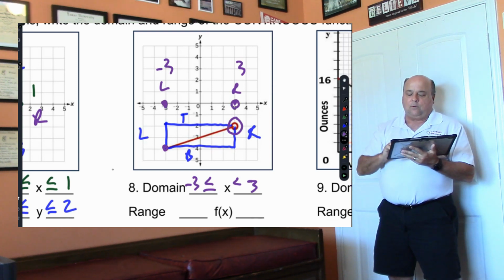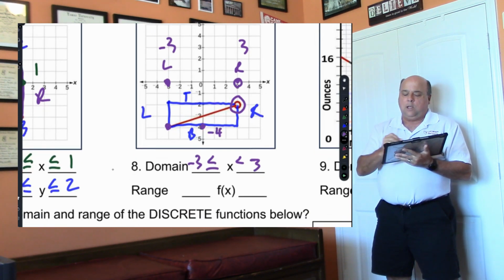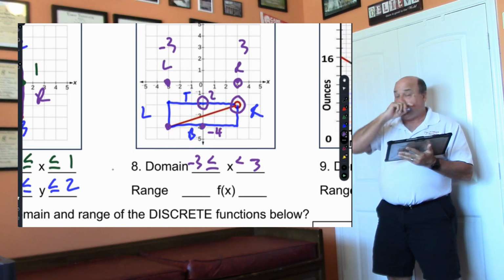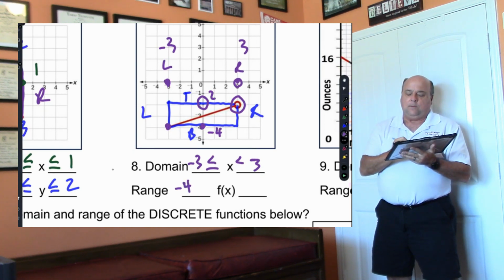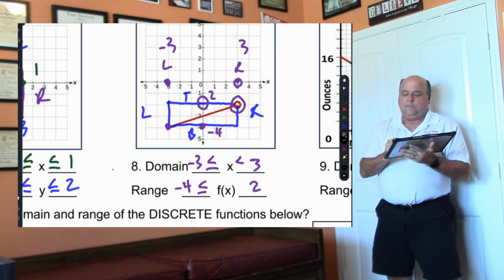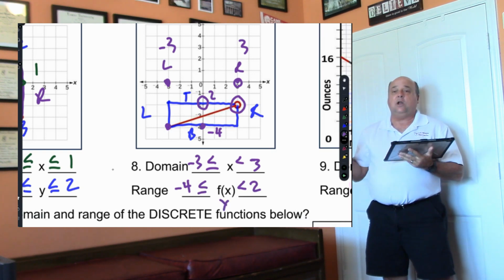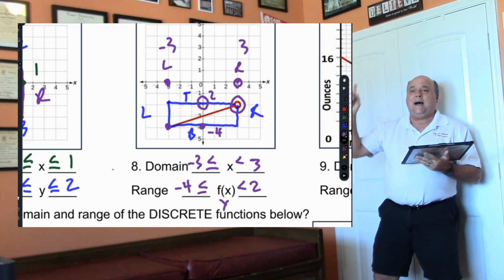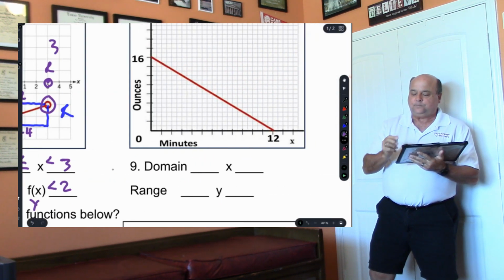Now then, let's do the range. The range is right here with a closed dot of negative 4, but right here it's open and it's positive 2. So from the bottom to the top, it's going to go from negative 4 to 2. It's going to be less than or equal to negative 4, but it's also going to be less than 2. And remember, your f of x could also be a y. A y and the f of x mean the same thing. Go to the next one.